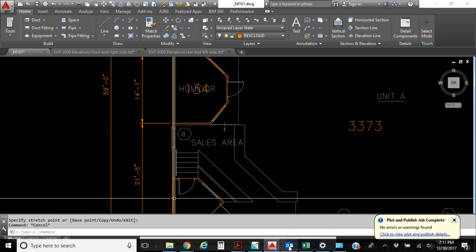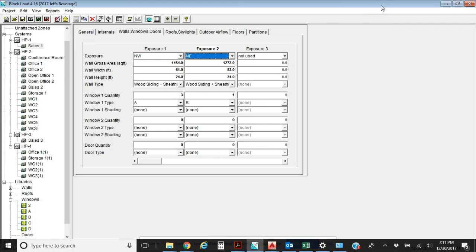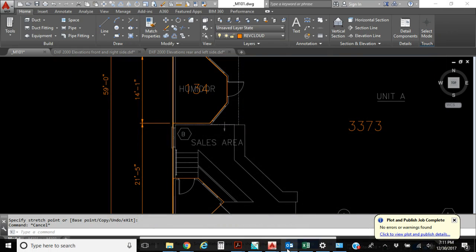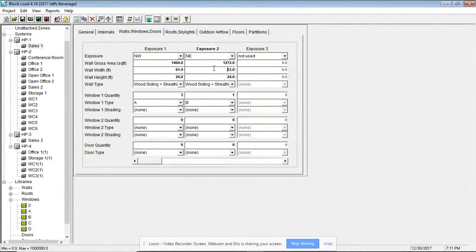Let's go back and look at that. Did I say 53 or 59? I forget. 59. So let's fix that. I have 53. It's 59. 59 right here. And then it's got one window, type E. And we're done with this tab.